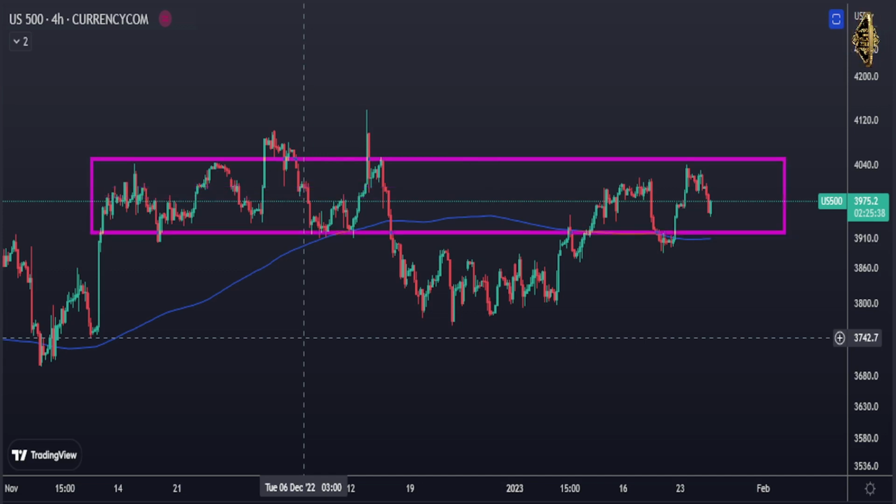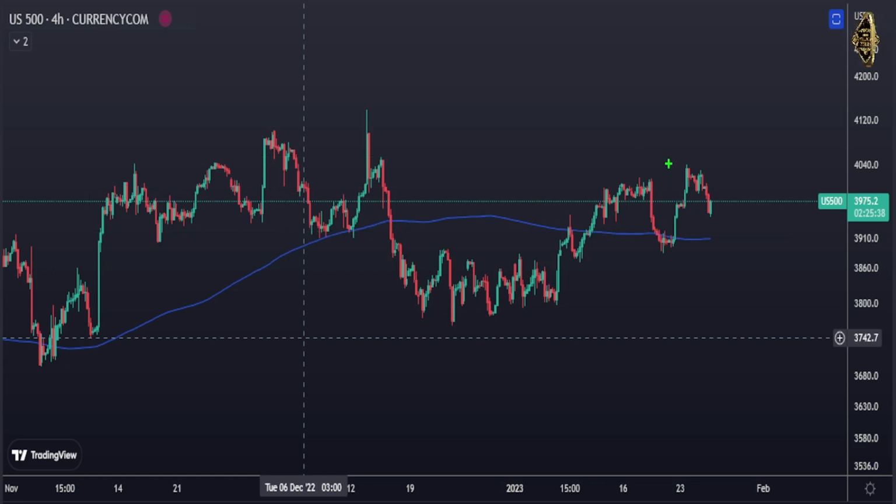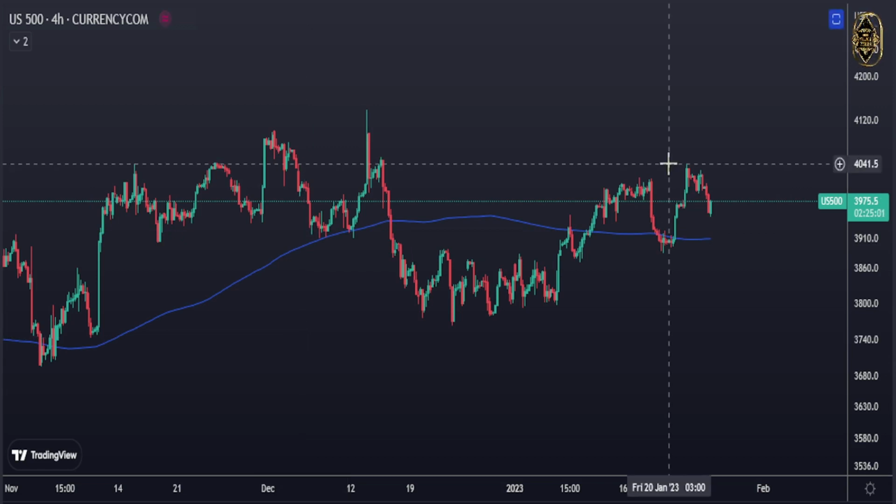And all the investors now are still waiting. As you see, we are at that level again. Last time we entered short from here down to here, and we entered long from here up to here now. So till now we need to wait and see what's going to happen. Let's see what our indicator is saying.